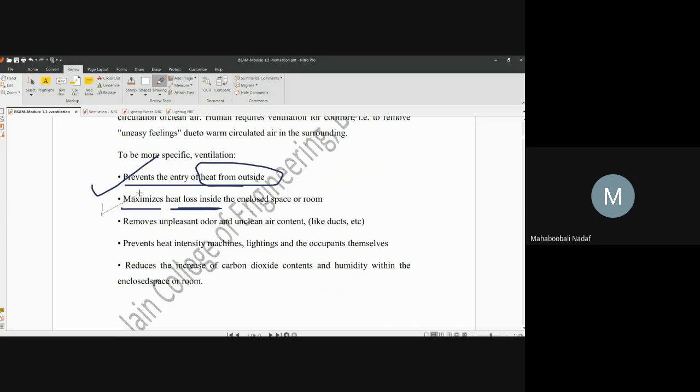Okay, maximize the heat loss means what? You have to extract the heat. Generally heat is produced by what? Cooking, kitchen, okay, and human respiration, human activities, okay.